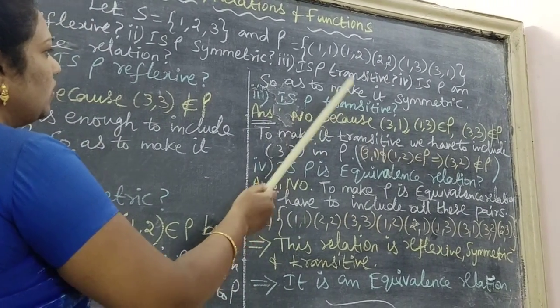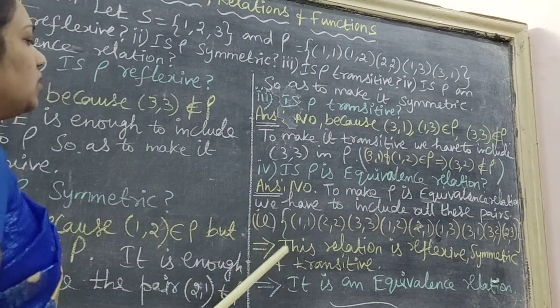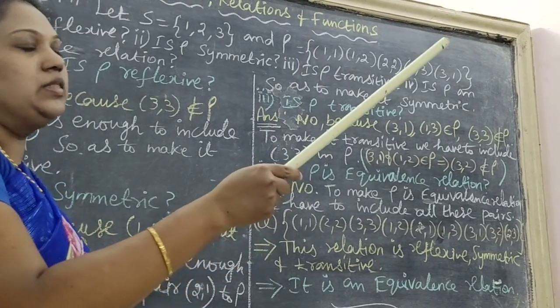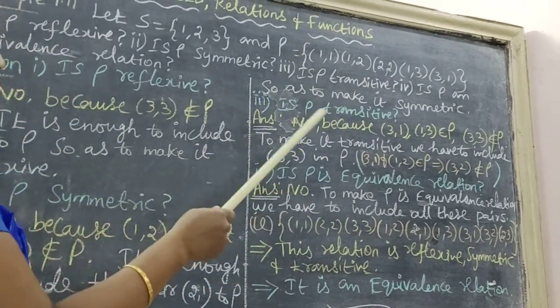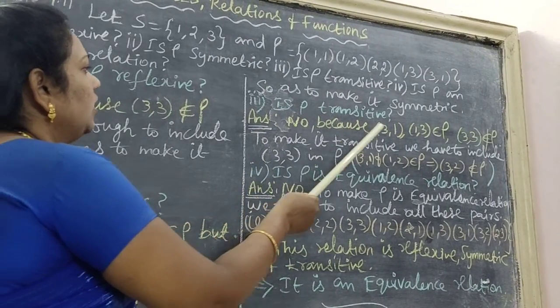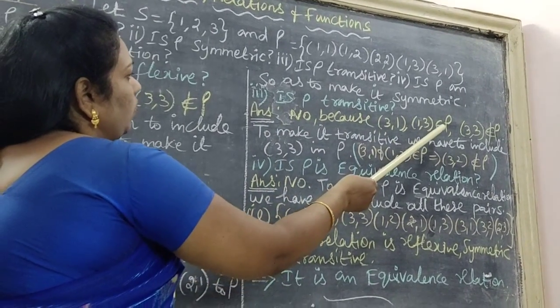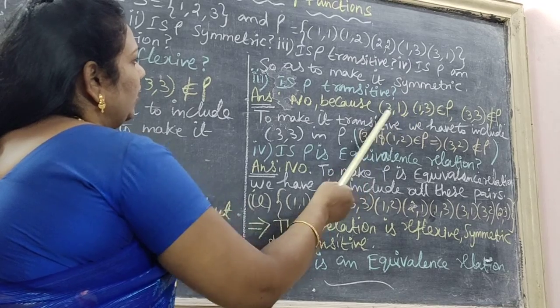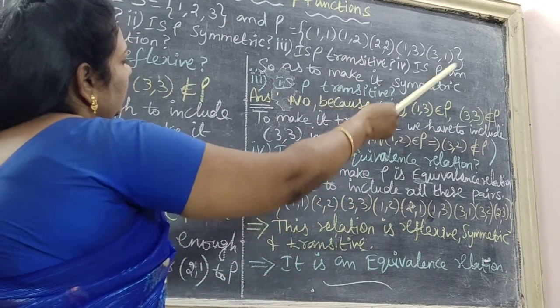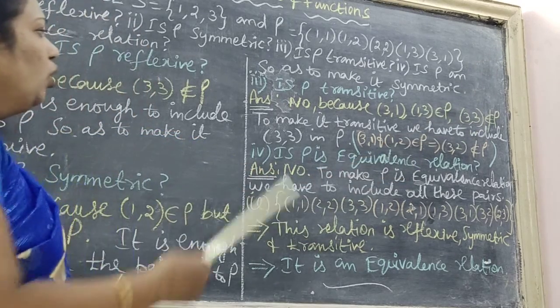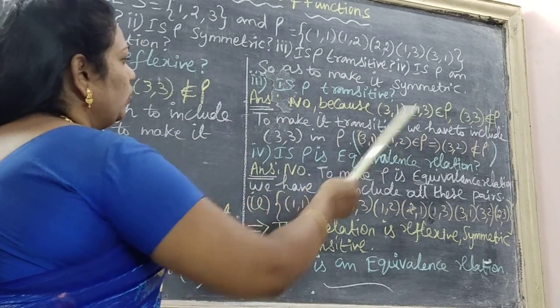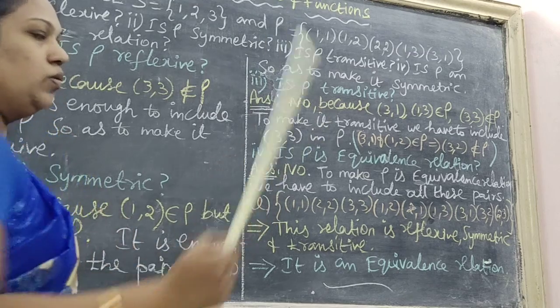Third question: is ρ transitive? Transitive means if (a, b) and (b, c) belong to ρ, then (a, c) belongs to ρ. Here the answer is no, because (3, 1) and (1, 3) belong to ρ. Cancelling 1, we get (3, 3). Here (3, 3) is not in ρ. To make it transitive, we have to include (3, 3) in ρ.